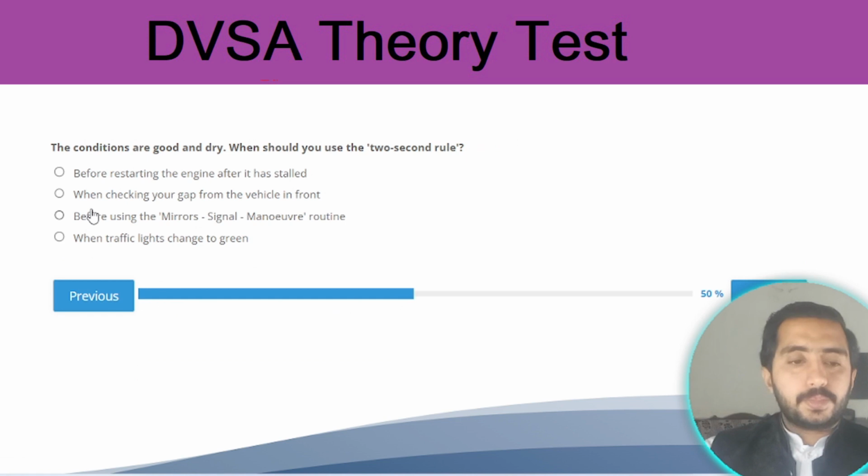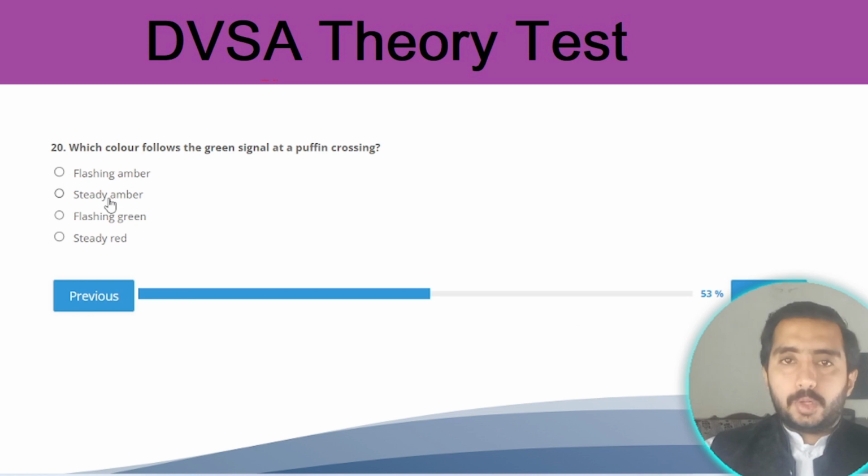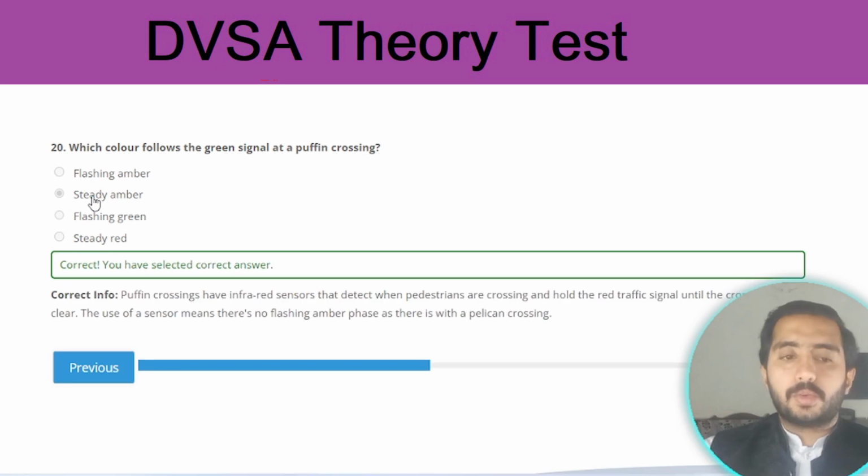Next one. The conditions are good and dry. When should you use the 2-second rule? The 2-second rule will be used when checking your gap from the vehicle in front. Option B is the correct one. Next question. Question number 20. Which colors follow the green signal at puffin crossing? Remember that at puffin crossing, the green signal will be followed by a steady amber. Option B is the correct one.